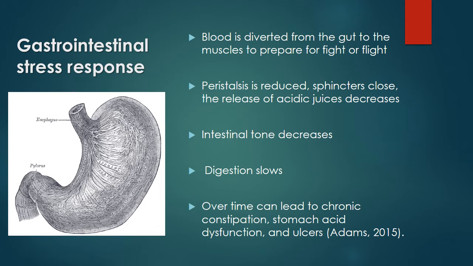That means peristalsis is reduced, the sphincters close, and the release of acidic juices that helps with digestion is all decreased. In turn, the intestinal tone decreases because there's not all that blood flow, digestion slows down, and over time, these things can lead to chronic constipation, stomach acid dysfunction, and the development of stomach ulcers.